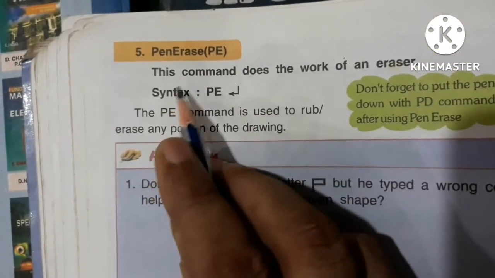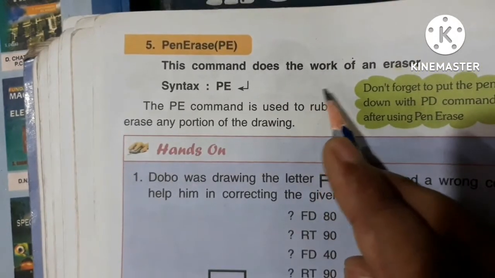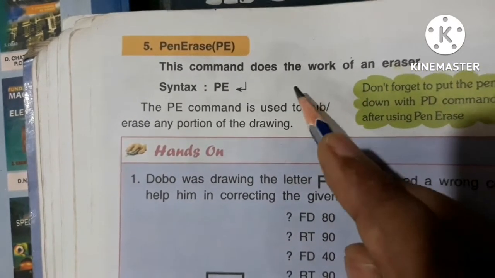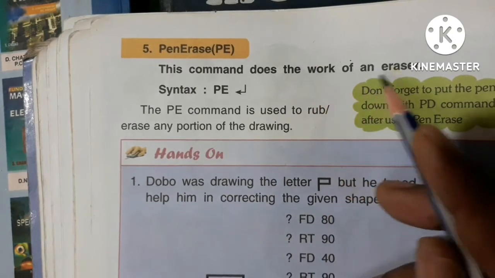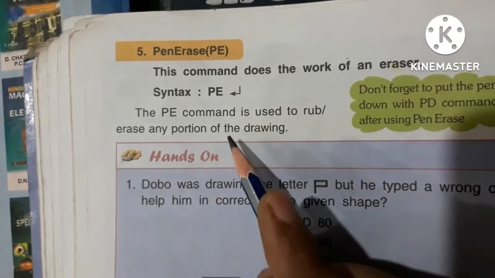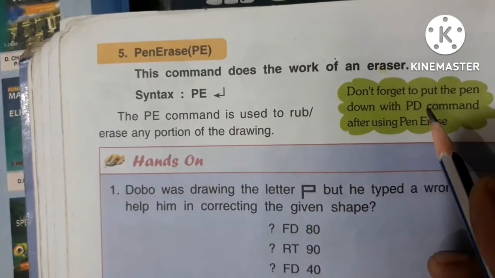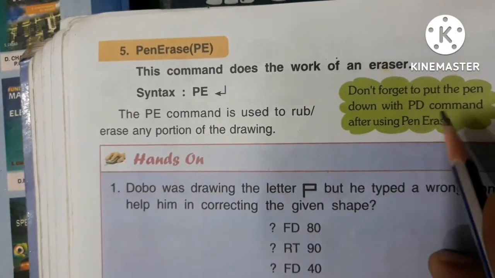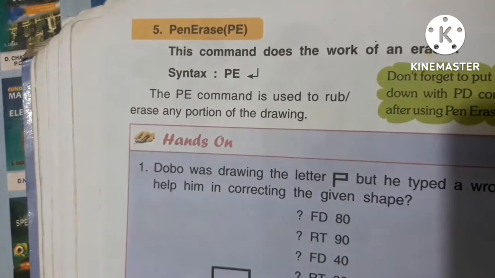PE, pen erase. This command does the work of an eraser. The PE command is used to rub or erase any portion of the drawing. Don't forget to put the pen down with the PD command after using pen erase.